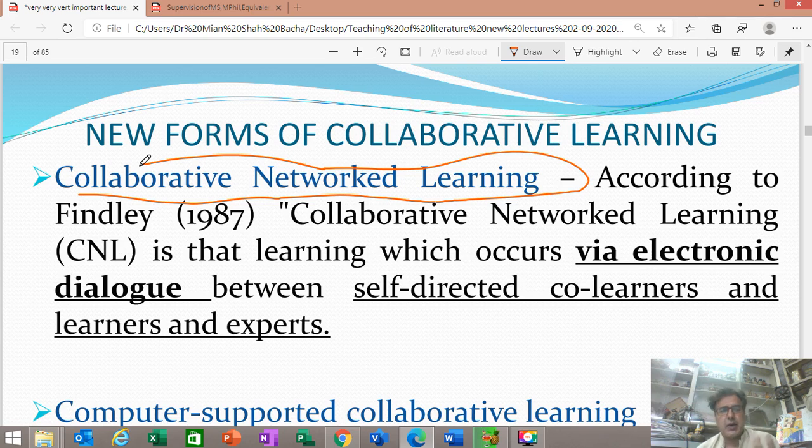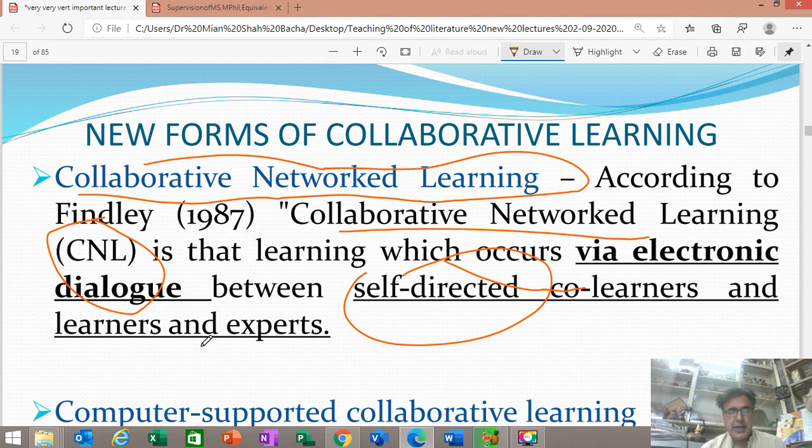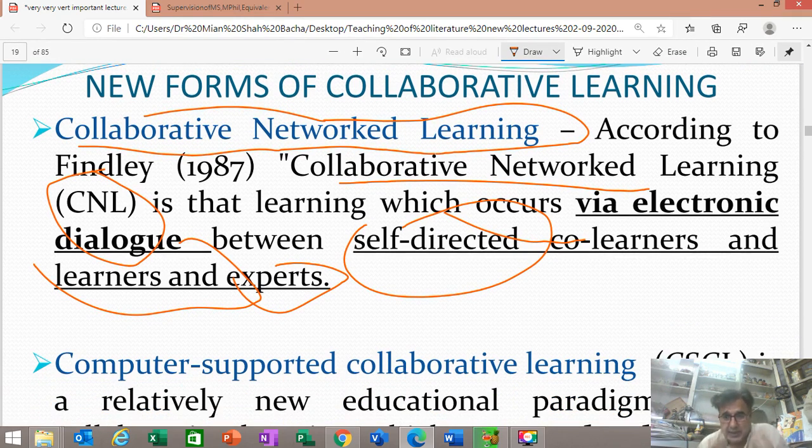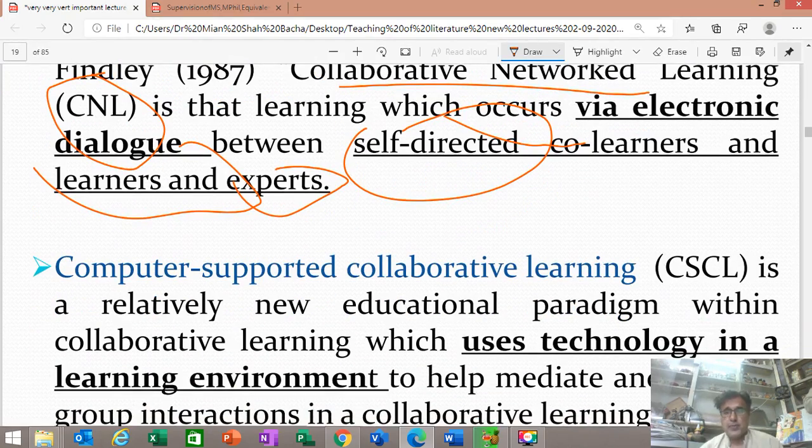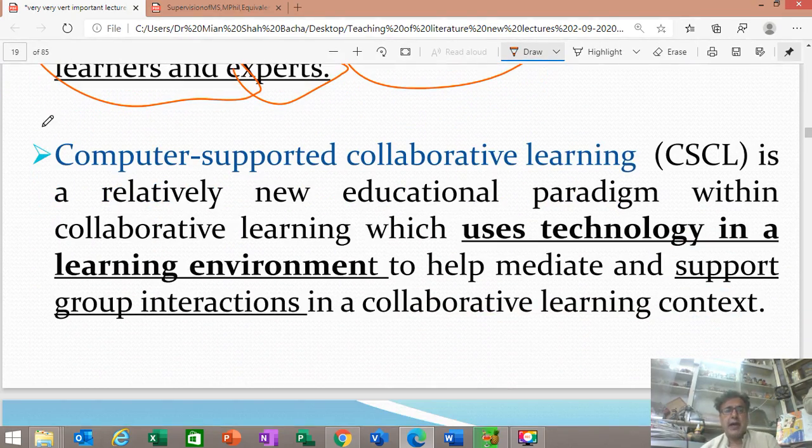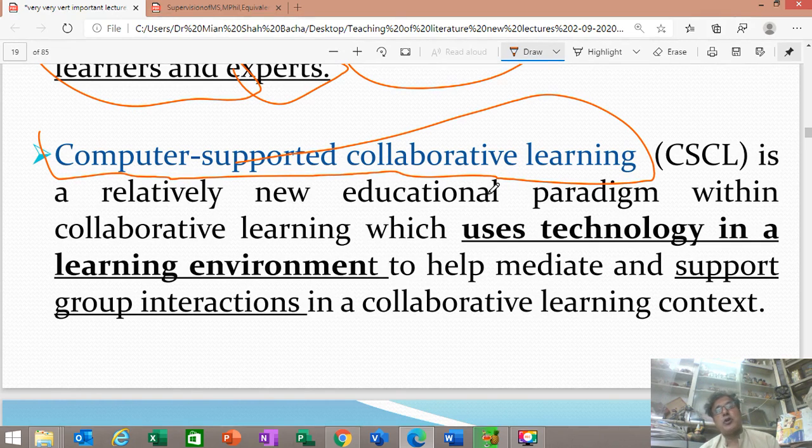Collaborative network, according to Finlay. Collaborative network learning, CNL, remember, CNL, collaborative network learning, is learning which occurs via electronic dialogue between self-directed co-learners and the learners and experts. Obviously through an electronic medium like this one; I'm trying to talk to you through this screen. Another new form of collaborative learning is computer-supported collaborative learning.